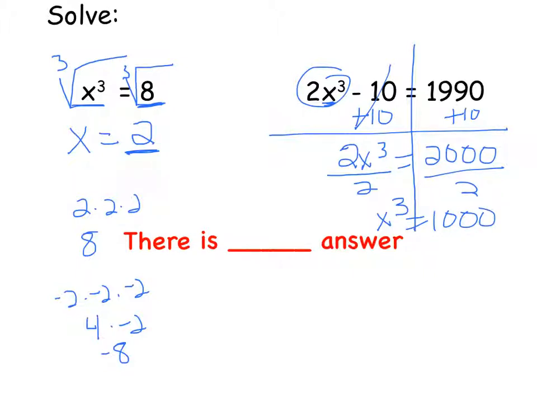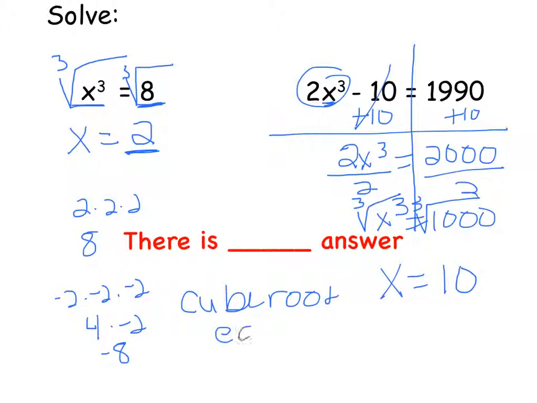And since it's a cube, we have to get rid of it by taking the cube root. Do not forget that little 3. We have to use correct symbols. So x is what number times itself gets us 1,000? It is 10. So with cube root equations, there's only one answer.